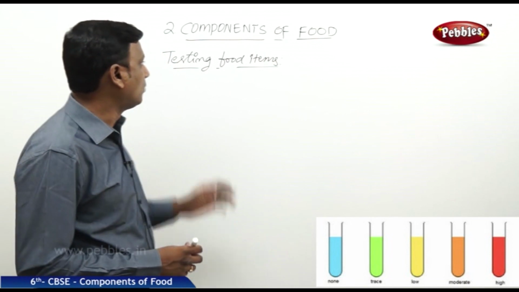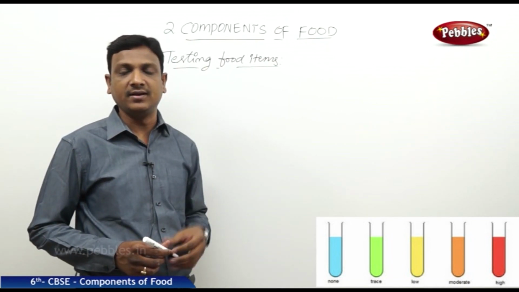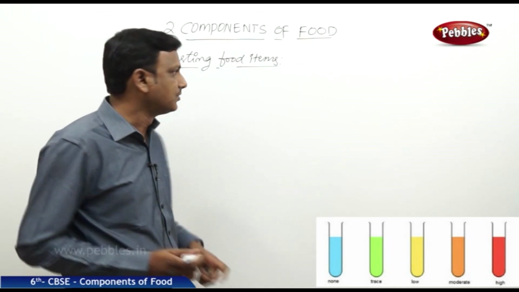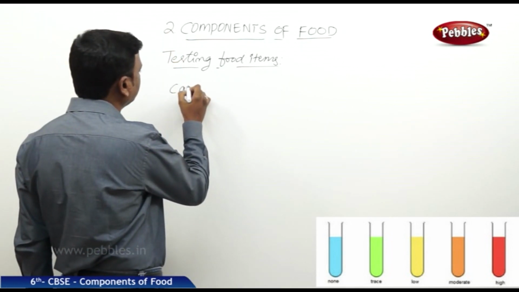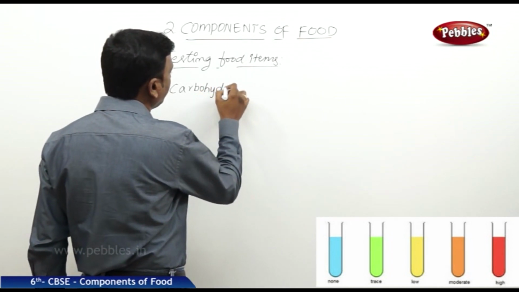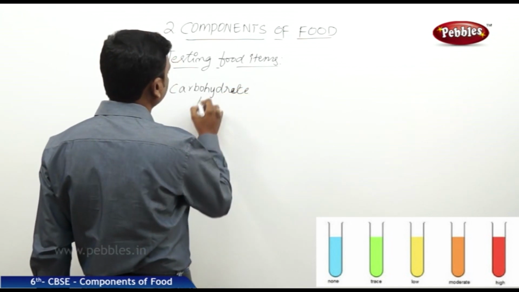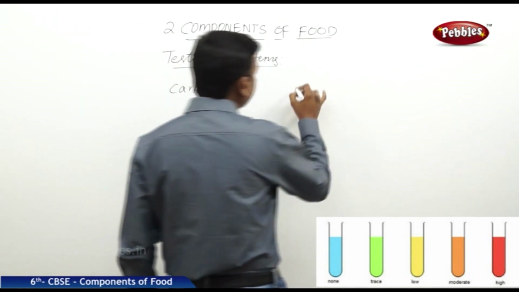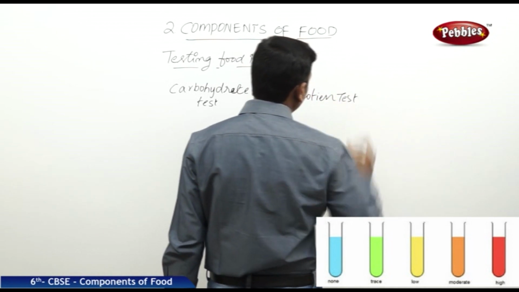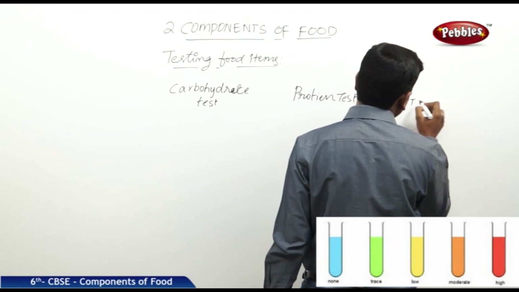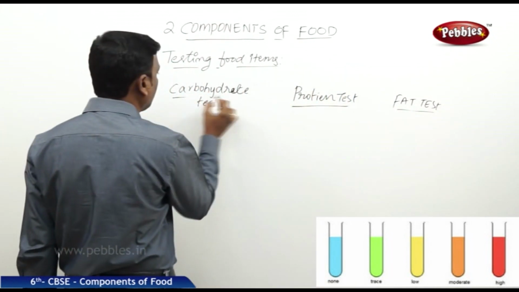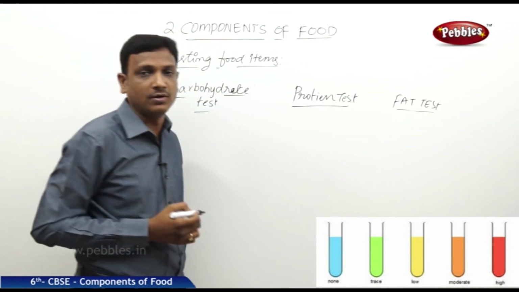Let's see. So now I told you that we can test the presence of nutrients in food items. Let us see how to test whether a food item has carbohydrate or not. First, the carbohydrate test. Second is the protein test. The third one is the fat test. That is, to find out whether carbohydrate, protein or fat is present in the food or not.